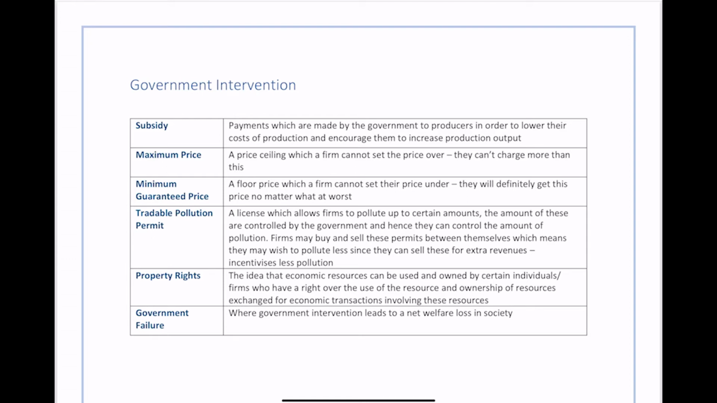So next we've got tradable pollution permits, and it's quite a long definition, but it's quite an easy one.